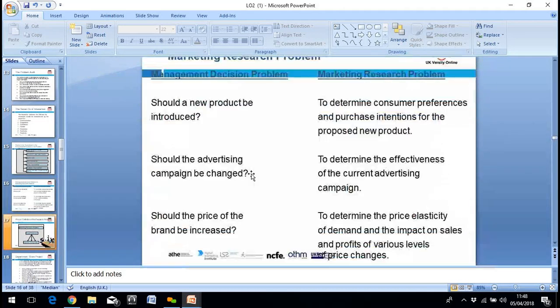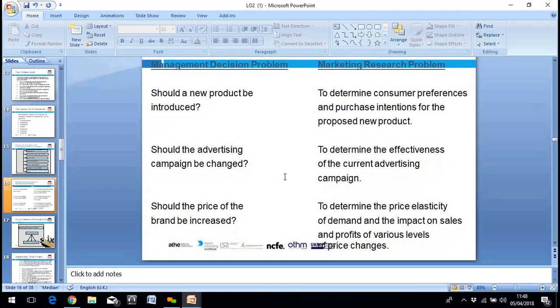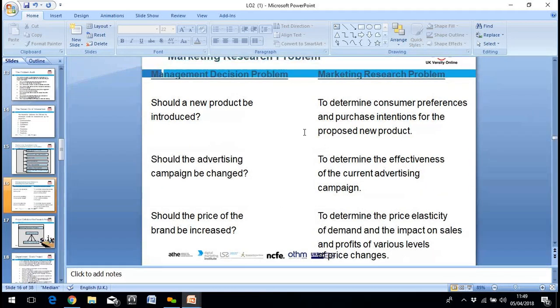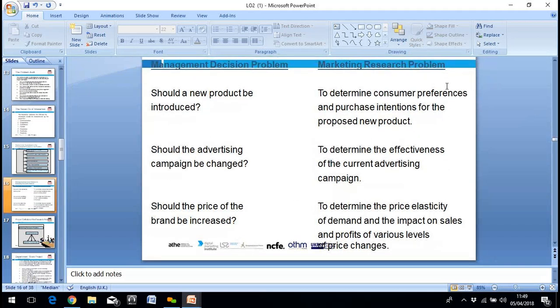Should the advertising campaign be changed? To determine the effectiveness of the current advertising campaign. So the research they would do is, is that working? Are people looking at it, or is it not effective? Should the price of the brand be increased? To determine the price elasticity of demand and the impact on sales and profit of various levels and price changes. So the research problems are here, and depending on the result of that research, the management decisions will be about these things here.